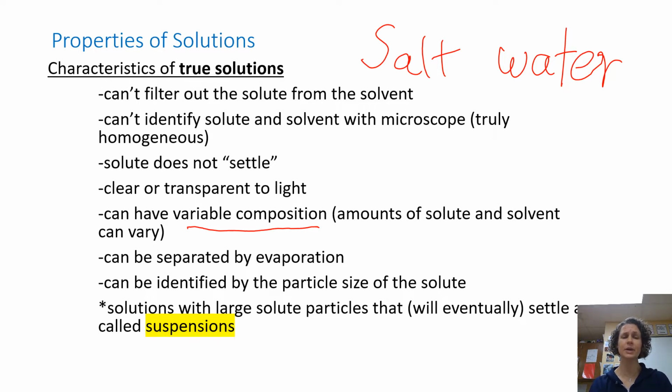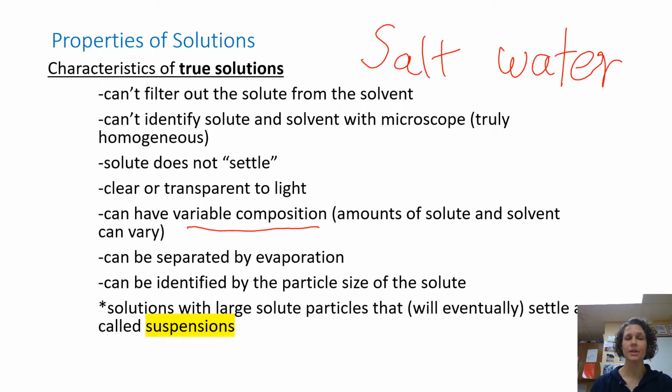And then the last one, the true solutions can be identified by the particle size of the solute. There's probably a chart in your book, I forgot to look it up. But basically, the particle size of the solute in a true solution would be something ridiculously small, like 1 nanometer or a picometer, something like that, super, super small. Like I said, lots of things that we call solutions aren't necessarily.